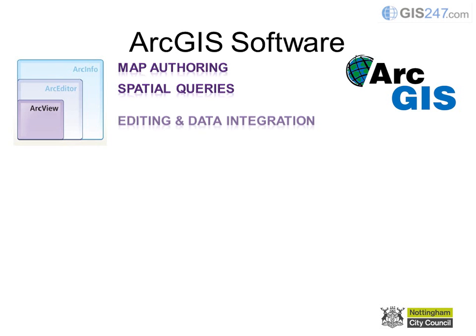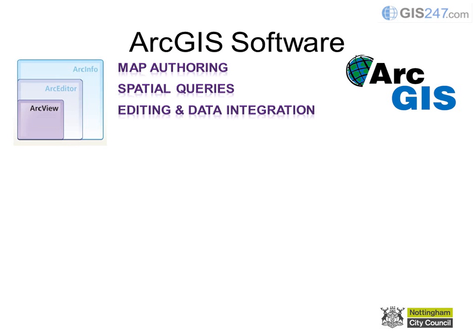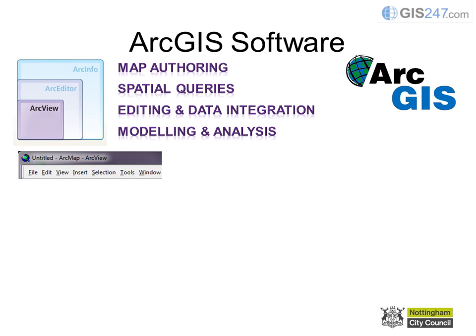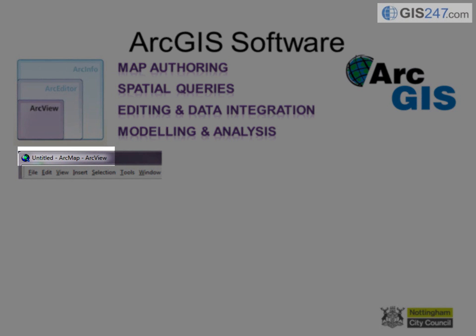Simple feature editing and data integration, creating and editing points, lines and polygon features and attribute data. Basic modelling and analysis, understanding how features in datasets relate to each other, generating reports and summarising data. When the ArcGIS software is opened, the name of the type of license being used will display in the top left-hand corner of the software window.